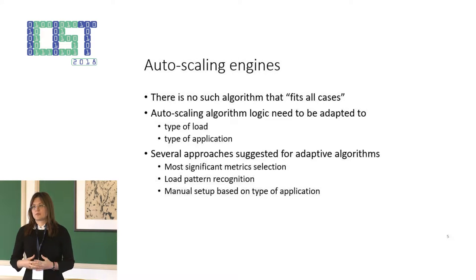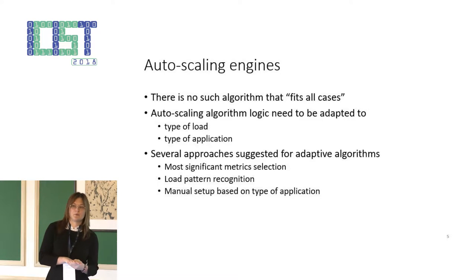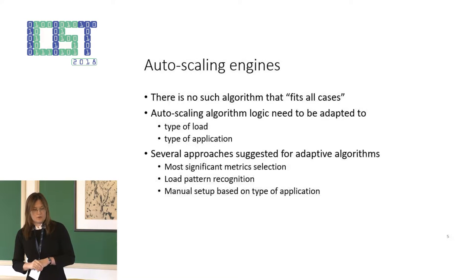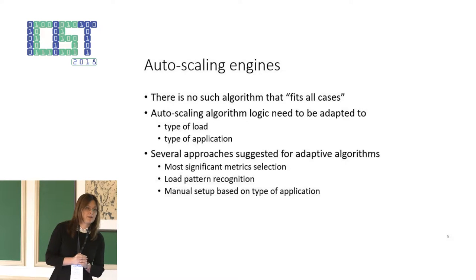Some algorithms perform well when the load comes in the form of spikes or is unpredictable, and other algorithms work better when the load is quite constant, not fast changing, or periodic with a specific pattern. So several works suggest solutions for that: either you can select the algorithm based on a specific significant metric.